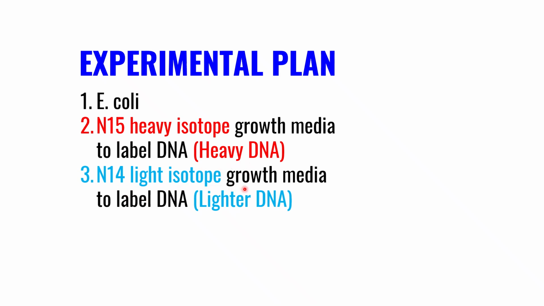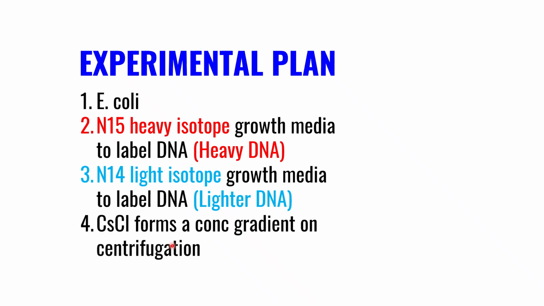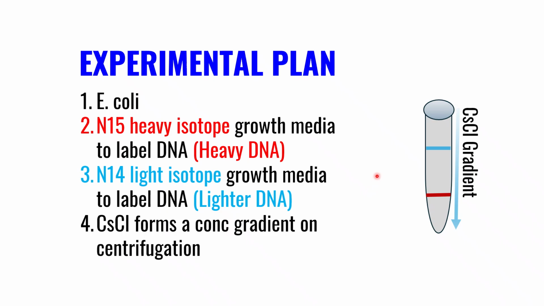DNA as lighter DNA. To separate heavier from lighter DNA, or dense DNA from the lighter DNA, they used cesium chloride solution. When cesium chloride is centrifuged, it forms a gradient, and biomolecules or these DNA can be separated easily based on their density. So N14 will stay up and N15, which is heavier, will stay down toward the bottom of the tube.